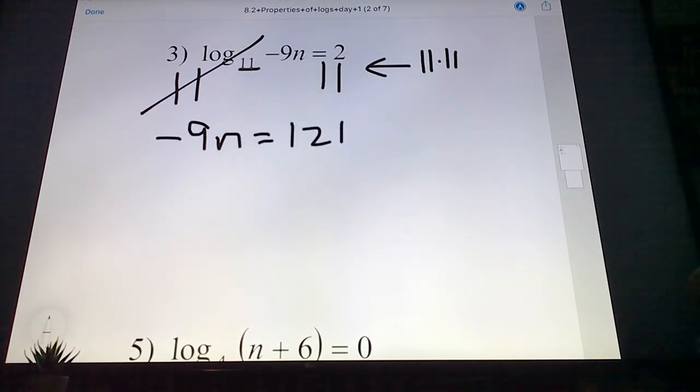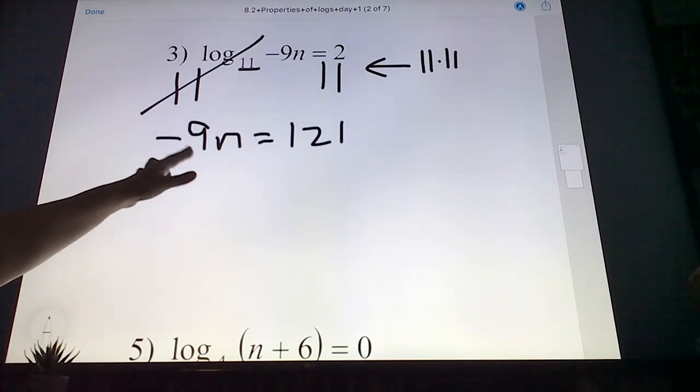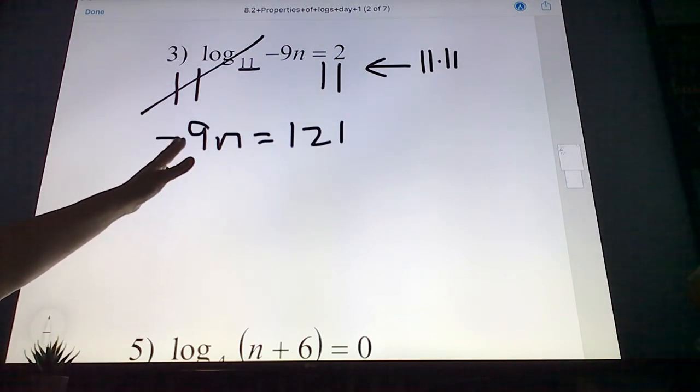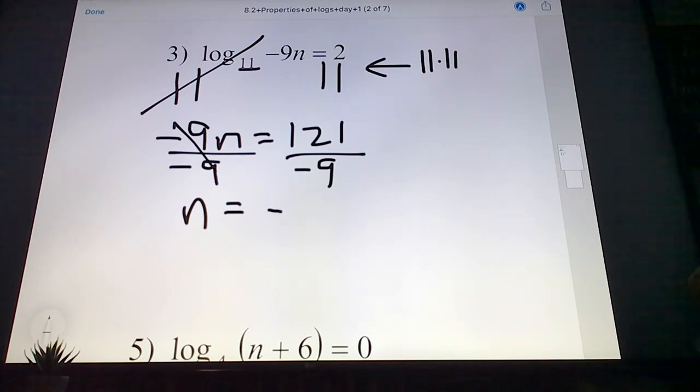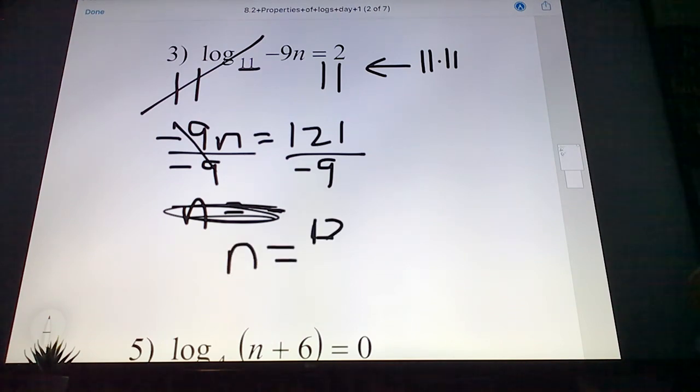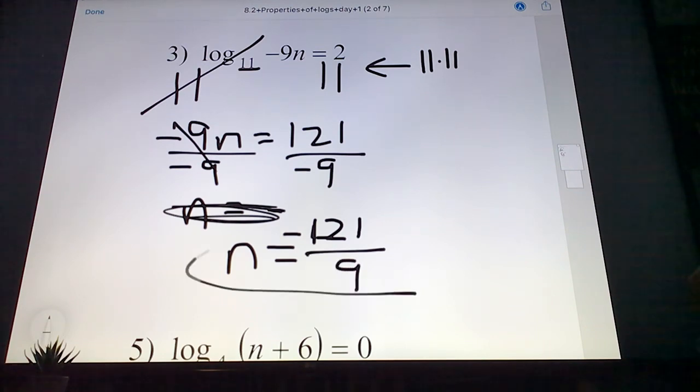We got 121. And then what does this mean? Negative 9n. Well, when they're right next to each other like that, it means times. So you're going to need to divide by negative 9. So again, using our calculator, 121 divided by negative 9. And you're still going to get a fraction on your calculator. Just ignore that, because I don't know how to erase. We're going to say n equals negative 121 over 9. That is our answer.